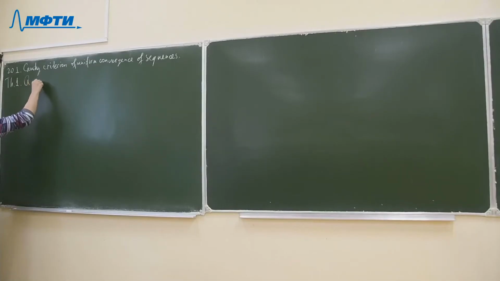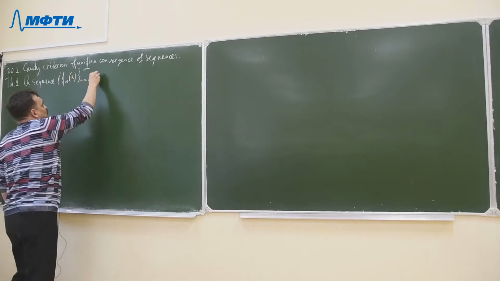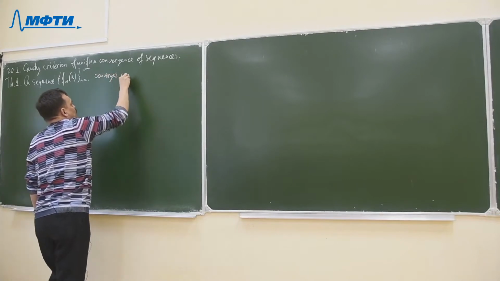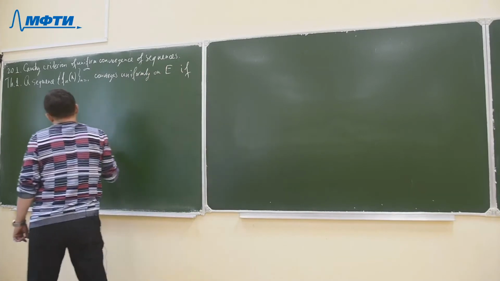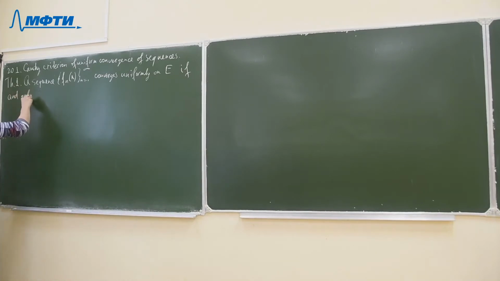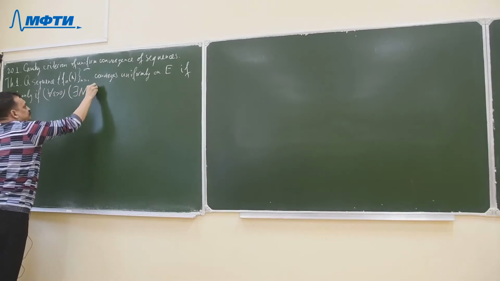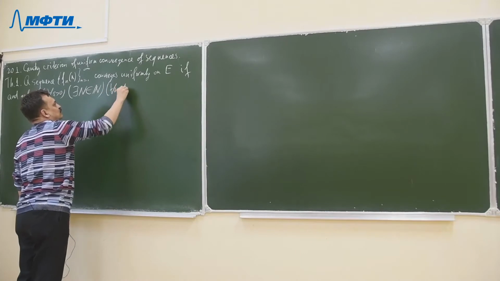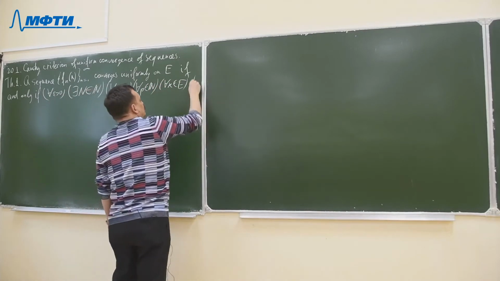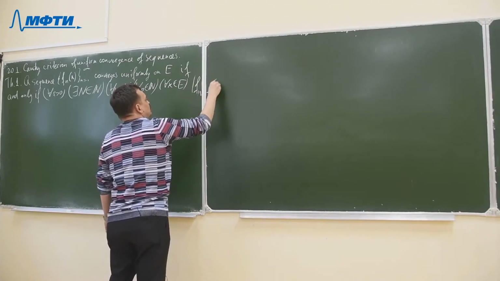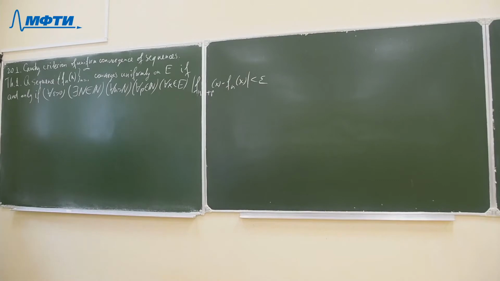a sequence f_n of x, n from 1 up to infinity, converges uniformly on E if and only if for arbitrary epsilon greater than 0 there exists a natural number N such that for all n greater than N, for all p natural, and for all x in E, we have the inequality |f_{n+p}(x) - f_n(x)| less than epsilon. Proof.